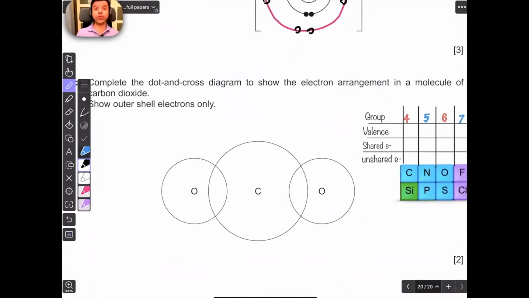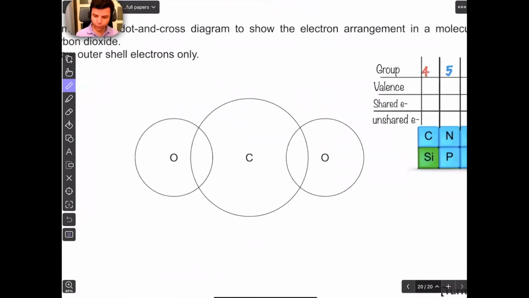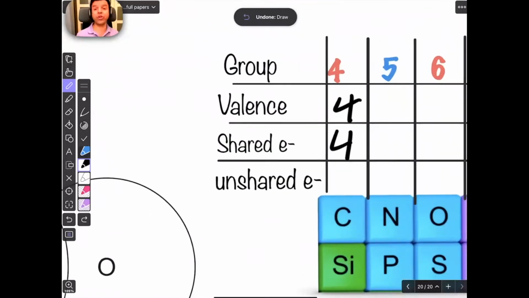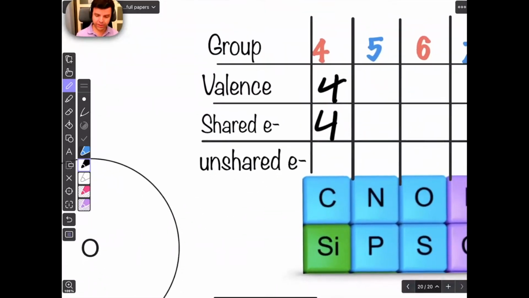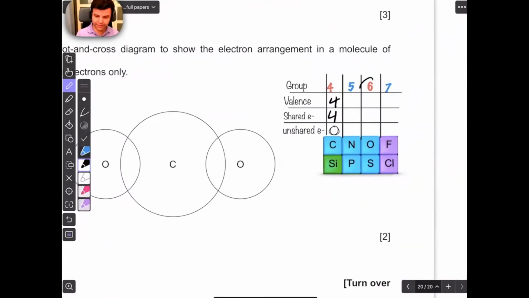Is this clear? They wanted you now to show covalent bonds, but this time in carbon dioxide. So carbon is in group 4, right? How many electrons does it share? It shares all of those 4 valence electrons. How many electrons are left unshared in carbon? There'll be 0, right? What about oxygen? Oxygen belongs to group 6. It has 6 valence electrons. It shares how many? It shares 8 minus 6, so it's 2. And there will be 6 minus 2, 4 unshared electrons with oxygen, right?